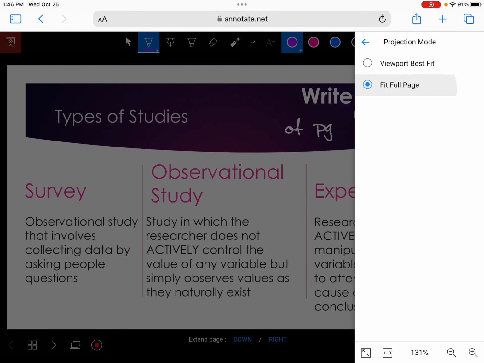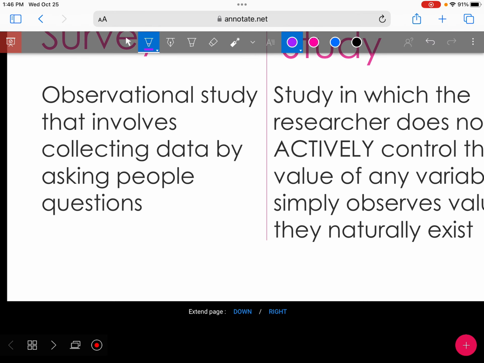So an example of a survey, ooh, that's the chunky pen, holy cow.